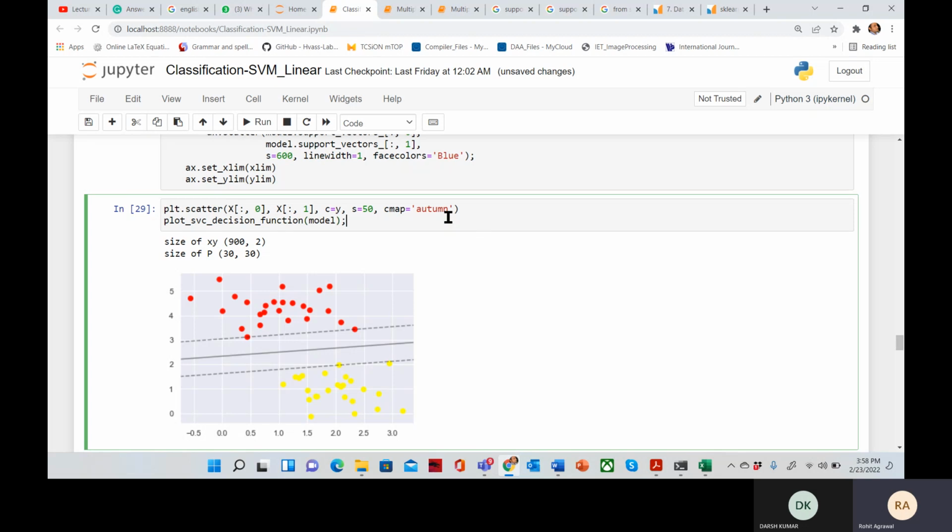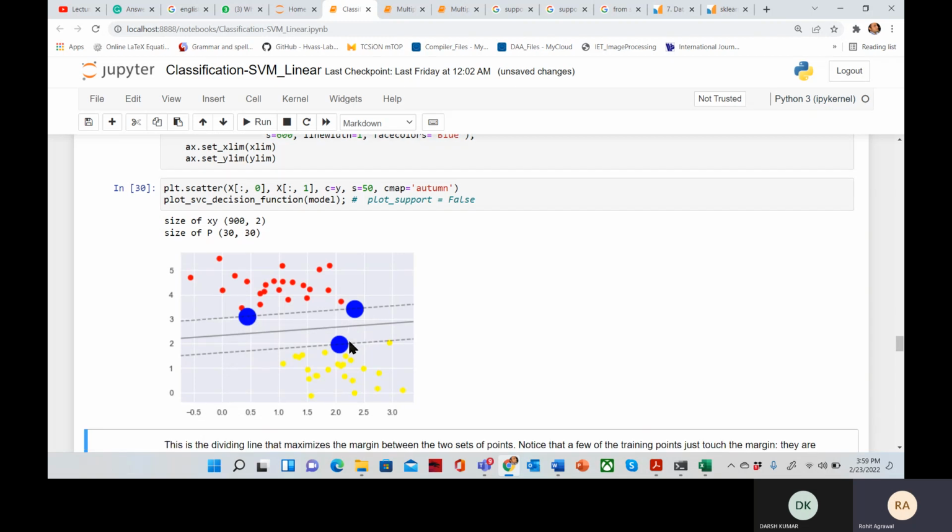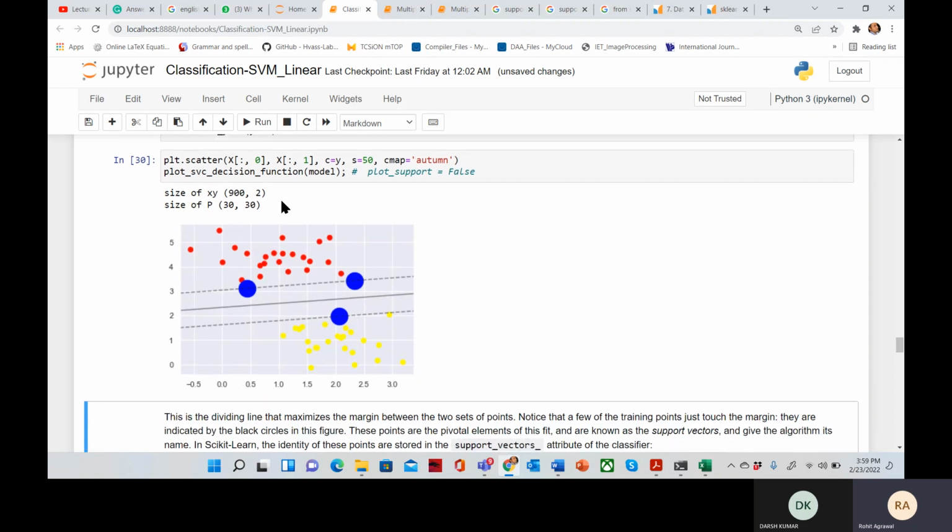If I write true here, by default it is true actually, so I can delete it from here. You will find these 3 points, the support vectors, will always lie on the decision boundary. Clear? So this is the size of x, and the size of xy means this is your decision function. So this is your support vector machine.